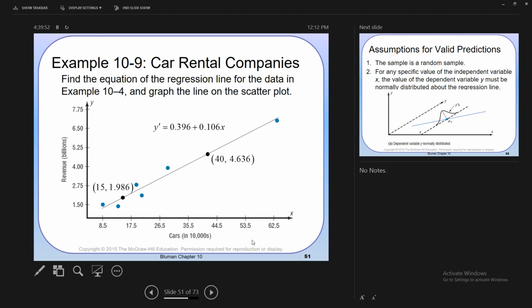If you're within the data points, our slides don't use this word, but that's called interpolation. So if I picked any value between 8 and 63 and made a prediction with that, that would be considered a valuable prediction as long as I also had a good R.